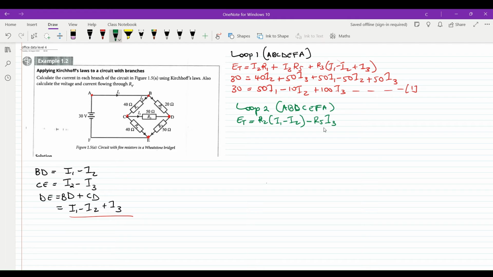CE, we do have our resistors there and we are moving in the correct direction. Now, if we look at CE, this is going to be R4 into I2 minus I3. We have 30 as the supply. R2 is given as 20, so we're going to say 20I1, 20I2. We're going to say minus 50I3, and we're going to say plus 40I2 minus 40I3.